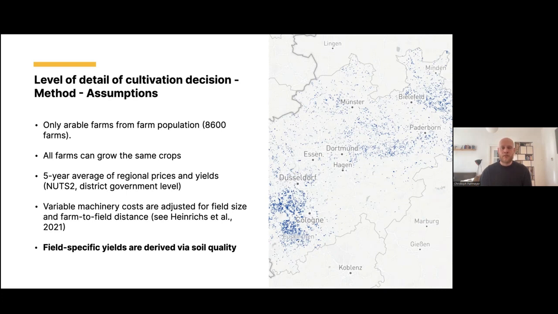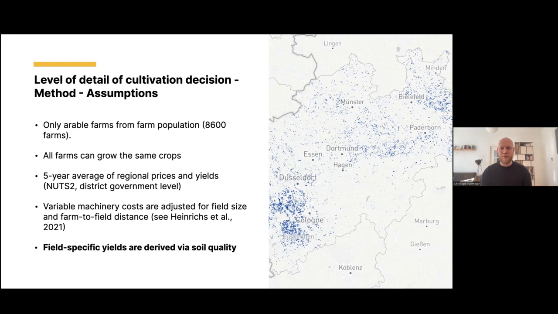What else are there? Also, there is Detmold, I think, is another one. And so there's basically 4 district governments in North Rhine-Westphalia. And actually, in a later approach, we also tried to get the yield on a plot-specific level with a different approach. Then we used the variable machine cost and adjusted those for the field size and farm to field distance, which we did in a paper of my colleague Julia Heinrichs.